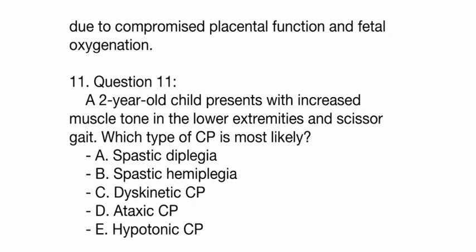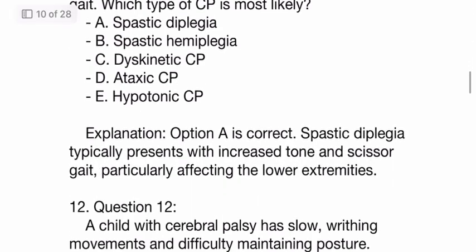As I was saying, which one will cause increased muscle tone? Among these, we know that spastic CP is the one associated with increased muscle tone, stiffness, and rigidity. Now the question is, is it diplegia or hemiplegia? Notice how the question says the lower extremities, plural, and also a scissor gait. Having a scissor gait implies that both limbs are affected. So it is diplegia.